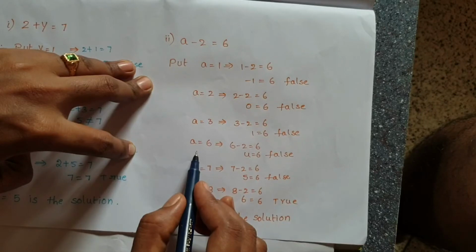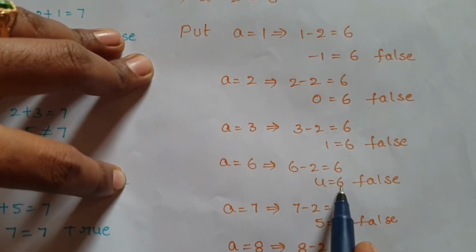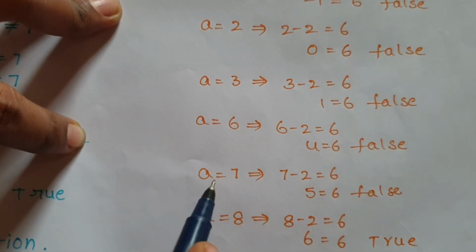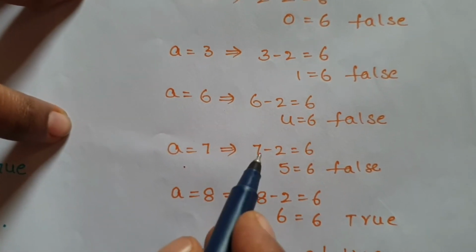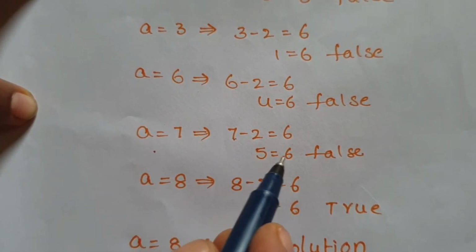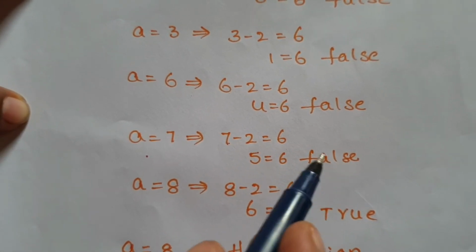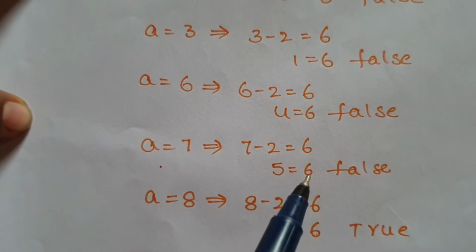Next 6, see here: 6 minus 2 equal to 6? 4 is not equal to 6. That is false. Next a equal to 7, keep. 7 minus 2 equal to 6? 7 minus 2 is 5. 5 is also not suitable for that. So 5 equal to 6, that is false, or 5 is not equal to 6.